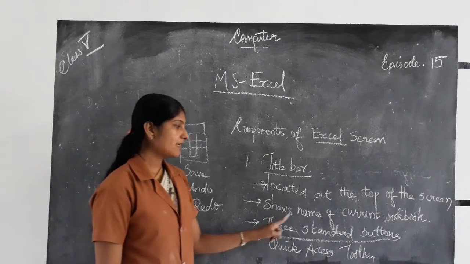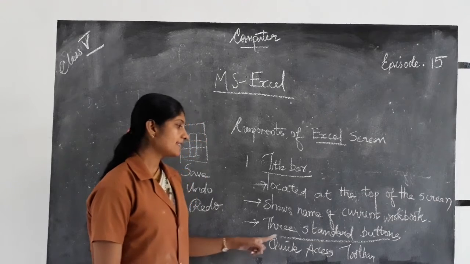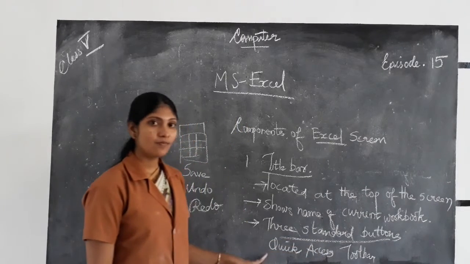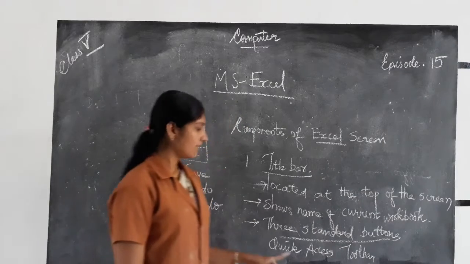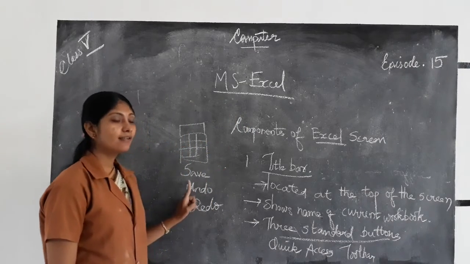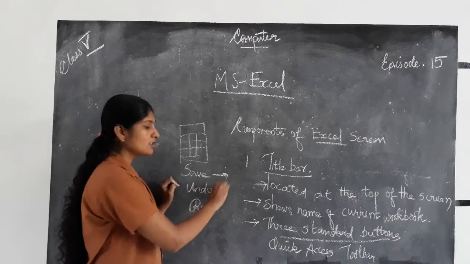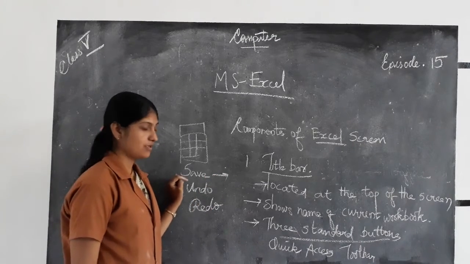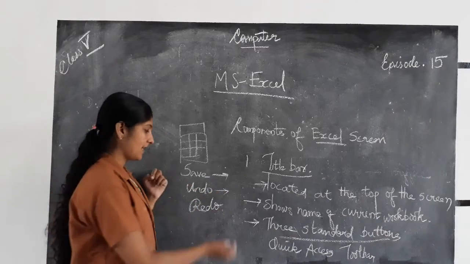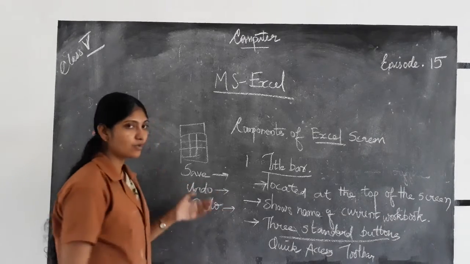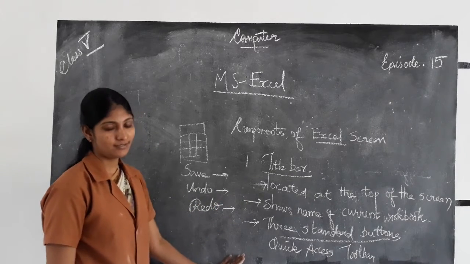Once again, the title bar shows the name of the current workbook. The three standard buttons, we can call it the quick access toolbar, which contains three buttons: the save button, undo button and redo button. Save means to save the current working window. Undo means we can go to the previous stage, and redo means we can go to the next stage. So these are all about the title bar.